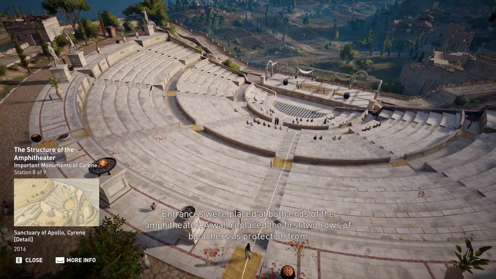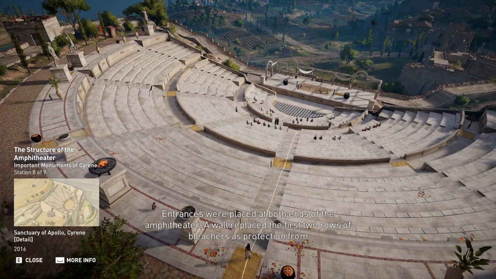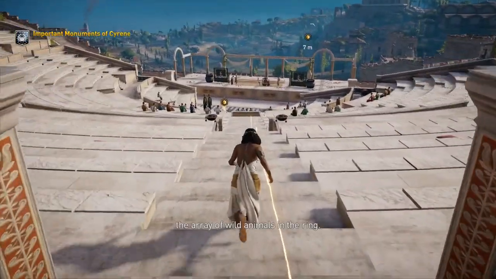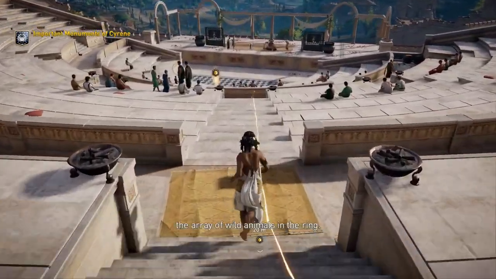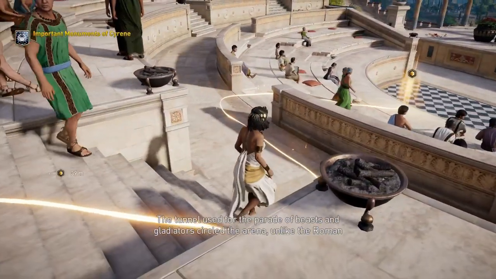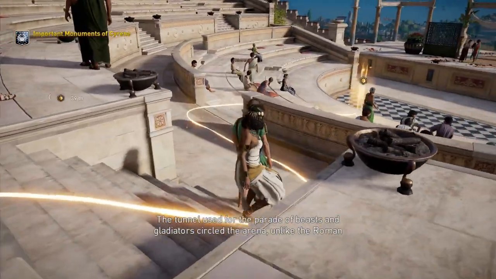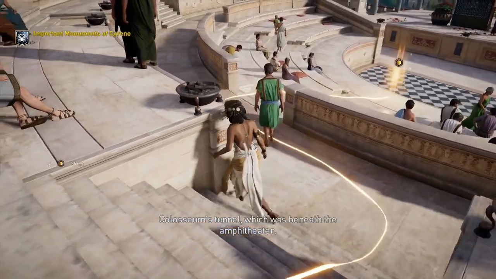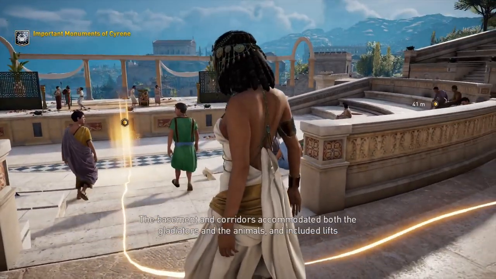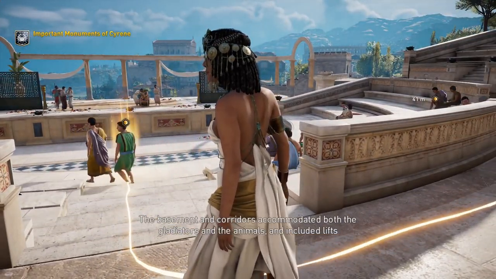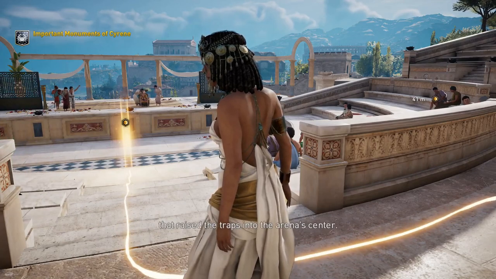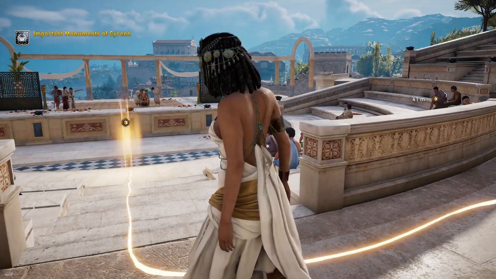Entrances were placed at both ends of the amphitheater. A wall replaced the first two rows of bleachers as protection from the array of wild animals in the ring. The tunnel used for the parade of beasts and gladiators circled the arena, unlike the Roman Colosseum's tunnel, which was beneath the amphitheater. The basement and corridors accommodated both the gladiators and the animals, and included lifts that raised the traps into the arena's center.